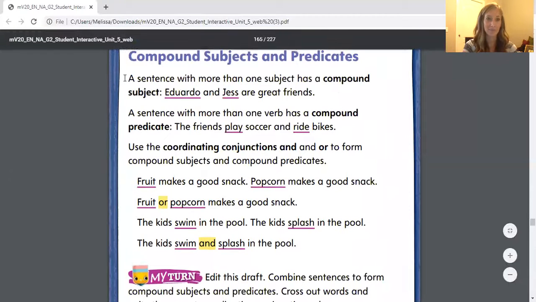Let's go ahead and read. It says a sentence with more than one subject has a compound subject. So for example, this sentence is not just about one person, it's about 2 people. It's about Eduardo and Jess.